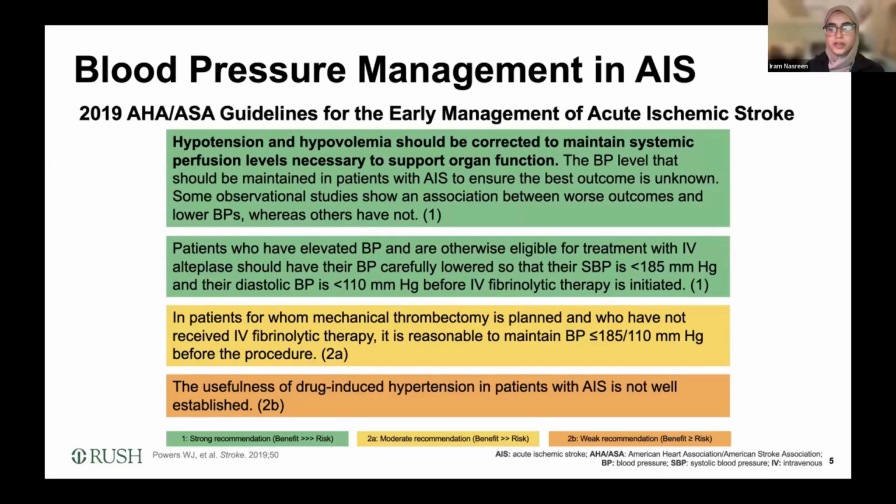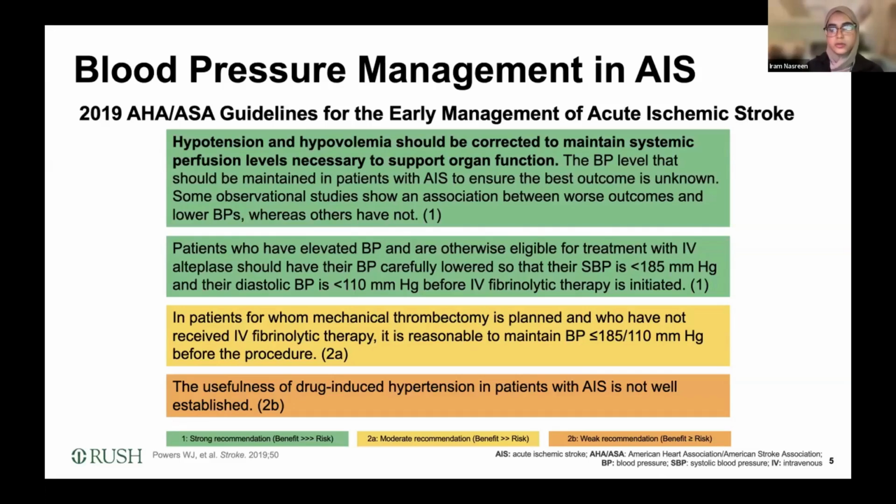Patients who have elevated blood pressure and are otherwise eligible for treatment with IV alteplase or other thrombolytic therapy should have their blood pressure carefully lowered so that their SBP is less than 185 and their diastolic is less than 110 before giving IV fibrinolytic therapy. That's based on how the drugs were studied and the theoretical risk of higher rates of hemorrhagic conversion if you have a higher blood pressure when administering these drugs.